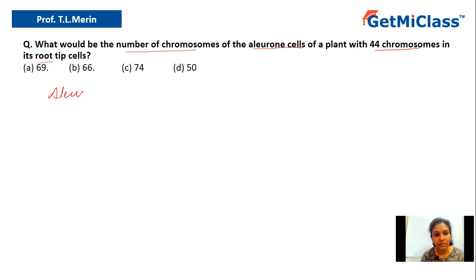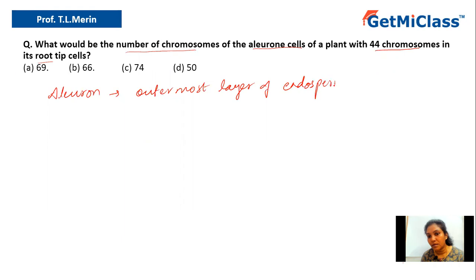What is Aleurone? Aleurone is nothing but the outermost layer of the endosperm. And where is the endosperm? This is within the ovule. And what is the function of endosperm? The endosperm is involved in nourishment. But the outermost layer of the endosperm, which is called aleurone, is the one which will help in breaking down the starch and other components so as to be utilized by the growing embryo.